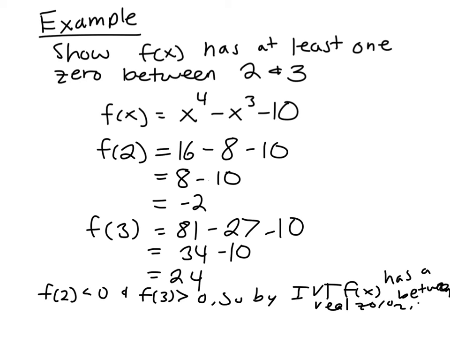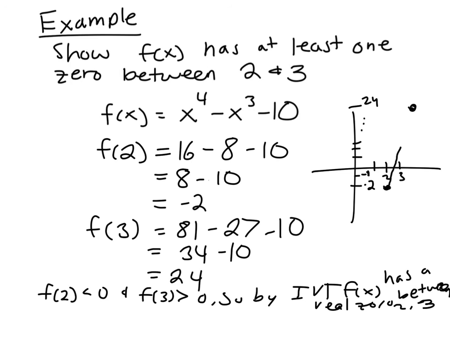If I were to draw this out, here's 1, 2, 3, so here's 2 and 3. At 2, f of 2 is negative 2, so that's here. And then at 3, all the way up to 24, f of 3 is 24. So we know we had to cross the x-axis at least once, where y equals 0. So there has to be at least one 0 between those 2 points. And that's what the intermediate value theorem says.